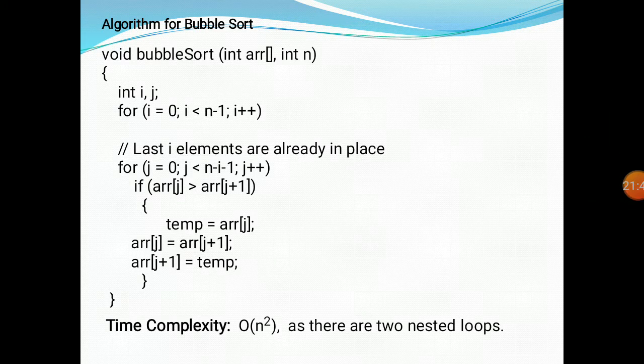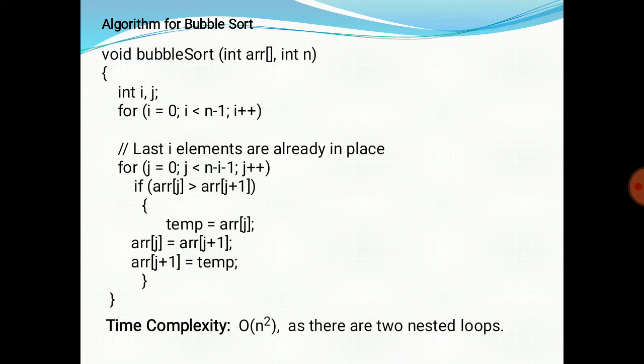So here is the bubble sort algorithm. It is also implemented by using nested loops. One is the outer loop and another is the inner loop. In the inner for loop, the condition which is tested is: array j is greater than array j plus 1.